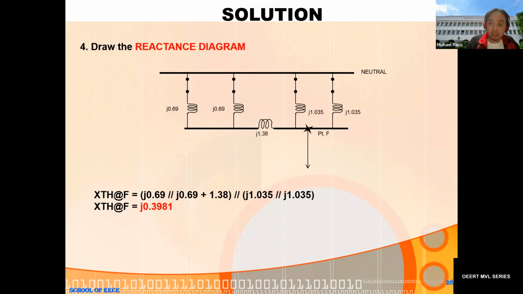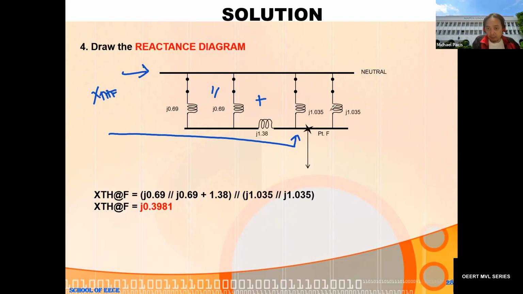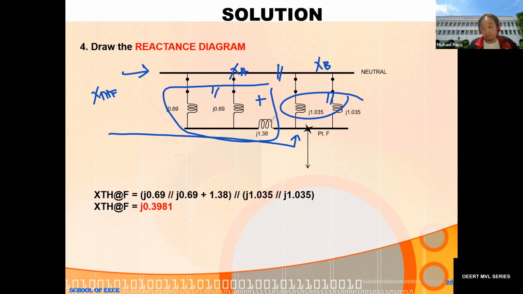And it is pretty clear how we will do the reactance diagram of the Thevenin's reactance of the fault point F. The 0.69 is in parallel, in series with 1.38, 1.035 is also in parallel, and whatever the result of this is XA and this is XB, it must be in parallel as well. If you do the math and the analysis, the Thevenin's reactance up to the fault point F will yield a 0.3981 value.